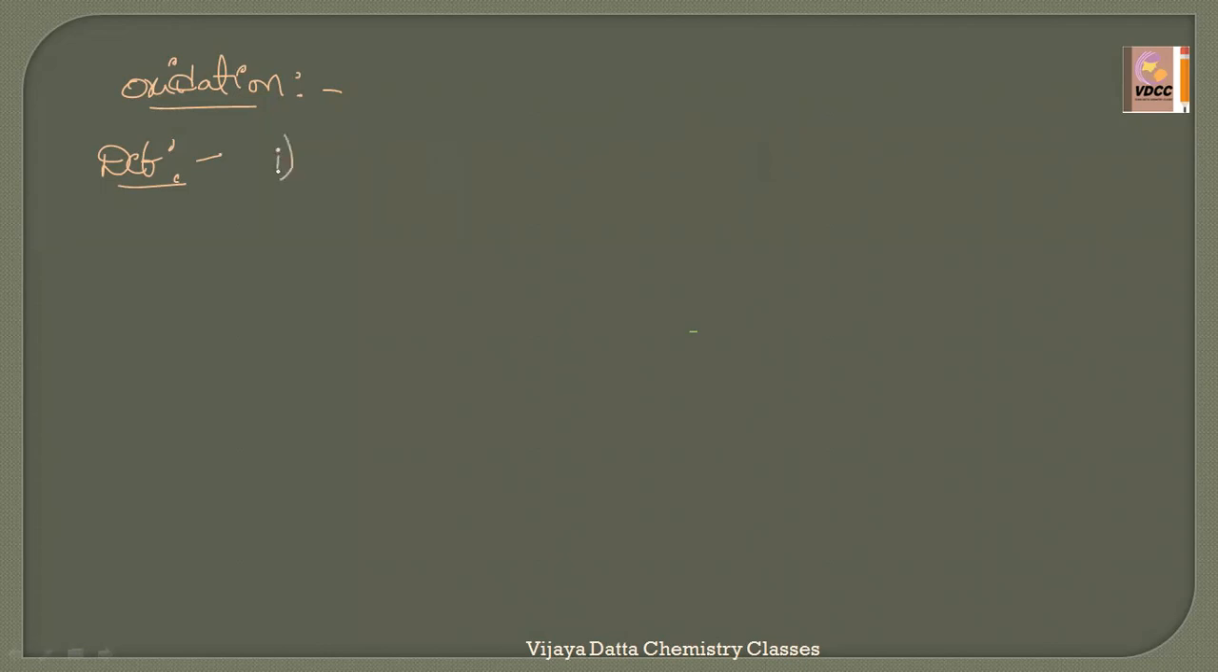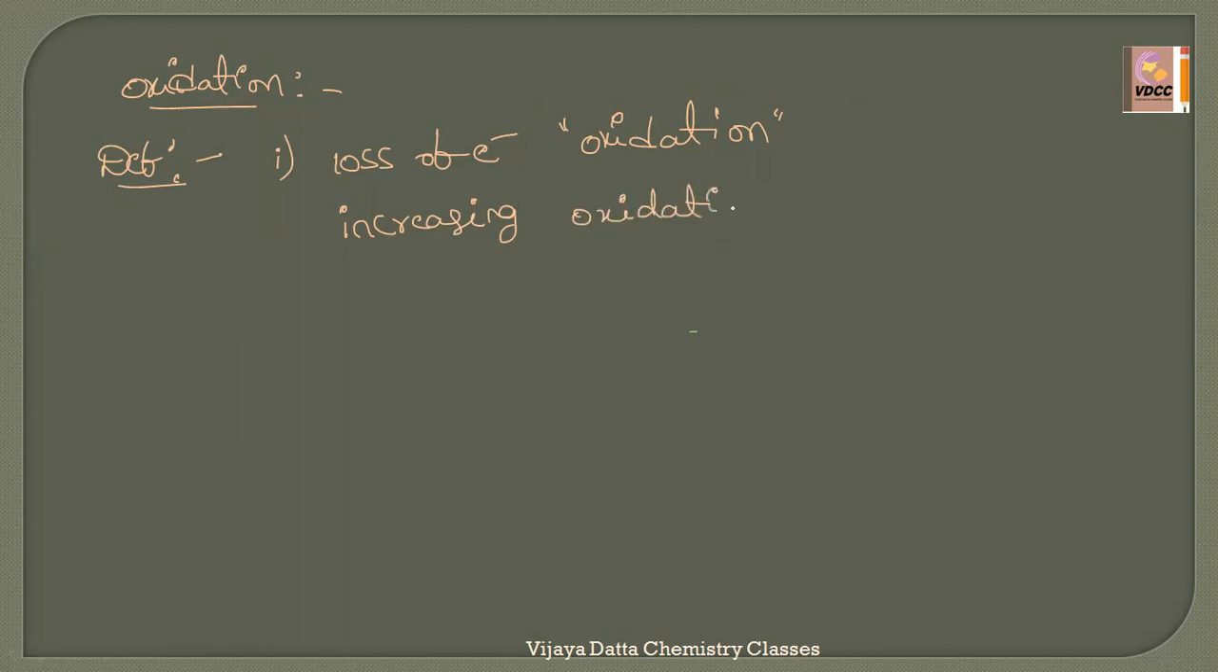Coming to the first definition, loss of electrons is oxidation, and gain of electrons is reduction. So loss of electrons is oxidation, and also increasing oxidation state from reactant side to products side is also called oxidation.